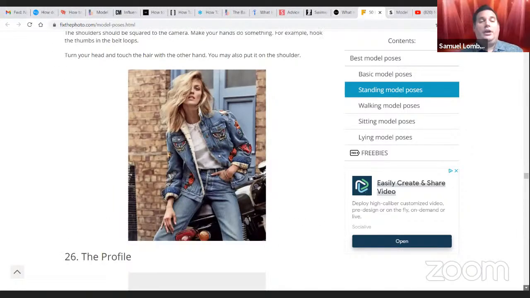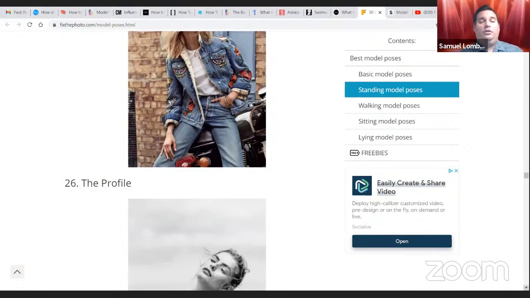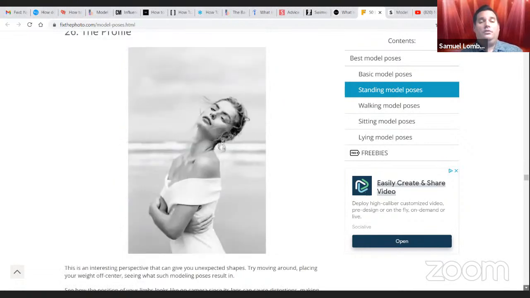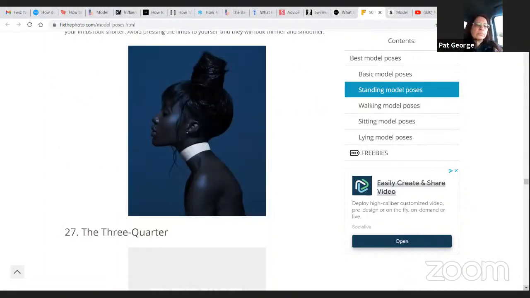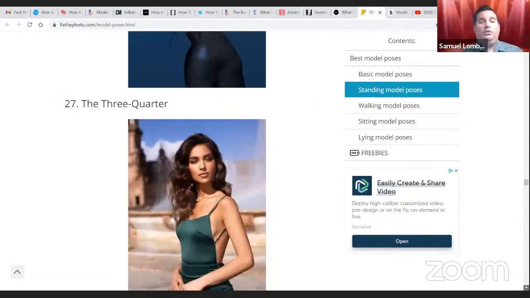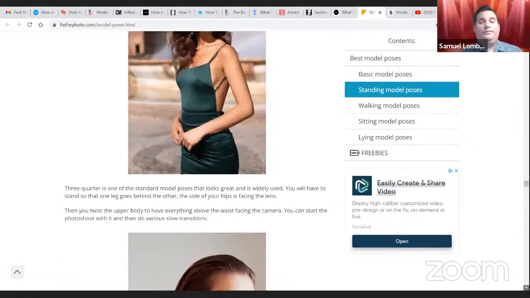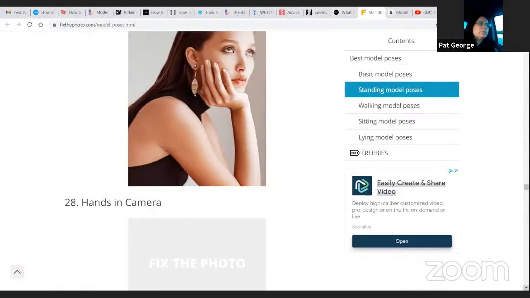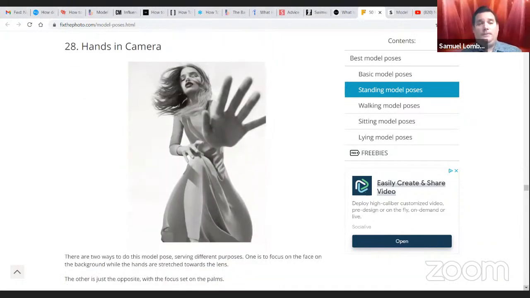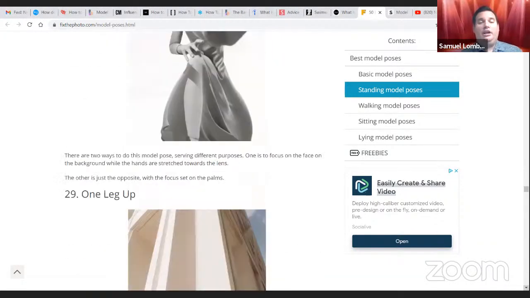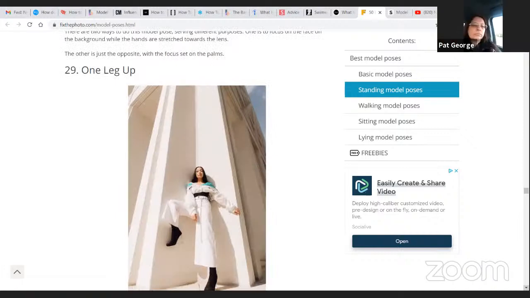All right. The profile picture. The 3/4 picture. Hands in camera. That's the pose. One leg up. Pose.